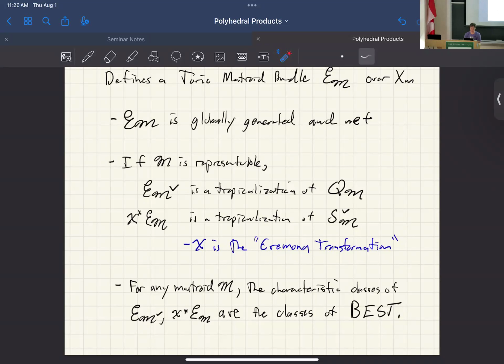I mentioned when I described Berget, Eur, Spink, and Tseng's paper that they combinatorially extend their characteristic classes to all matroids. So we are able to recover those classes as the Chern classes and K class of our bundles, of our toric matroid bundles.